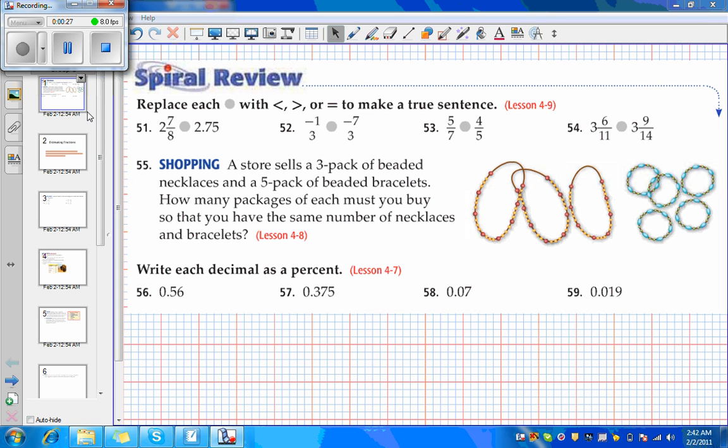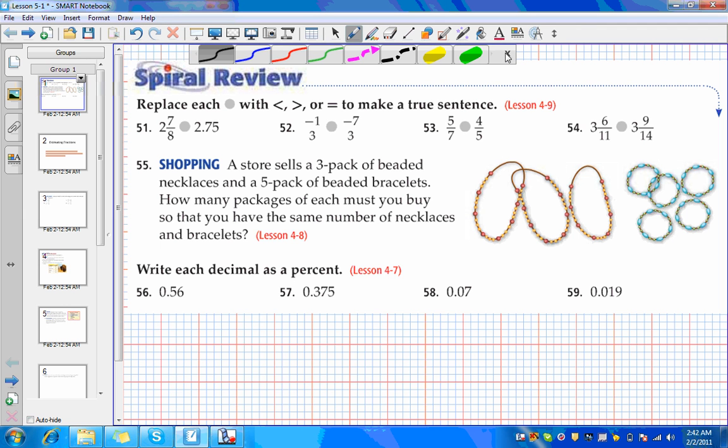So let's go in. I want you to begin first with this spiral review here. Go ahead and answer 51 through 59 in your notebooks or on a sheet of paper. This didn't come out too good. So these are fractions. This is a negative fraction here, and this is also a negative fraction. So you just have to graph it on the number line, and remember your positive and negative numbers. Fractions can also be positive or negative.